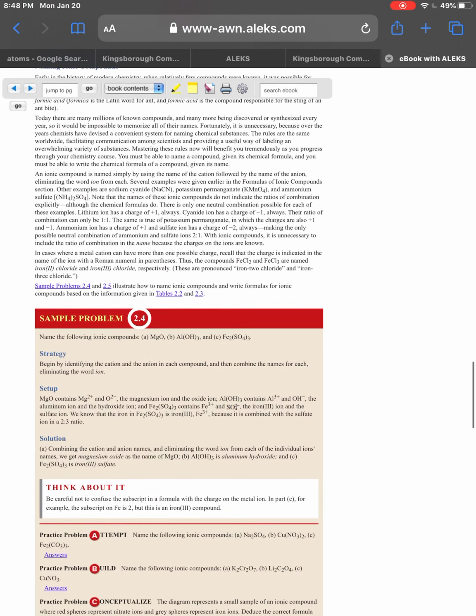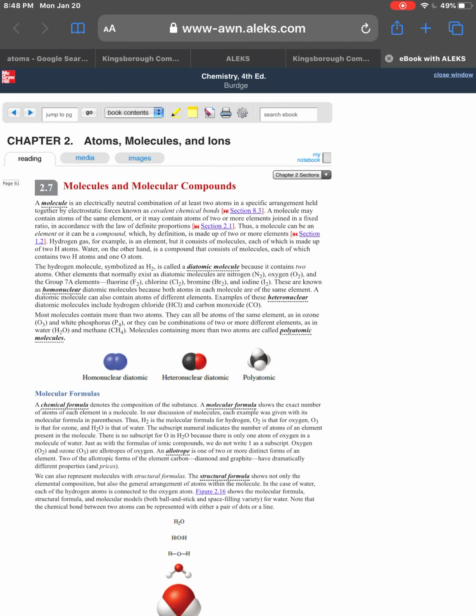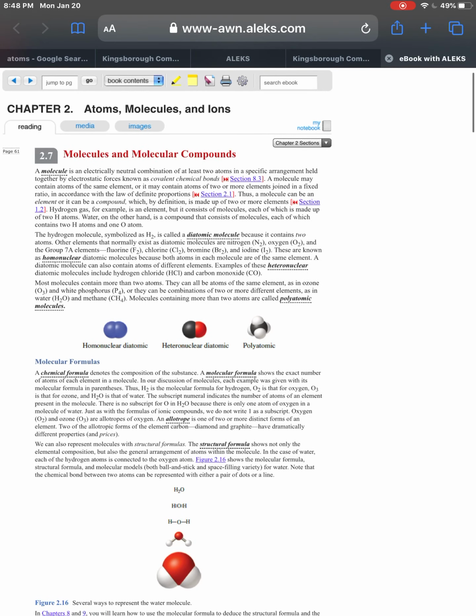The next section, 2.7, is what we call molecules and molecular compounds. These are not charged ions. These are not ions at all. They don't have electrical charges. They're neutral. So for example, CO, carbon monoxide, is right in here in the middle with the black and the red one. That's called a heteronuclear diatomic. That's representing carbon monoxide. It's a neutral molecule, but it's a compound.